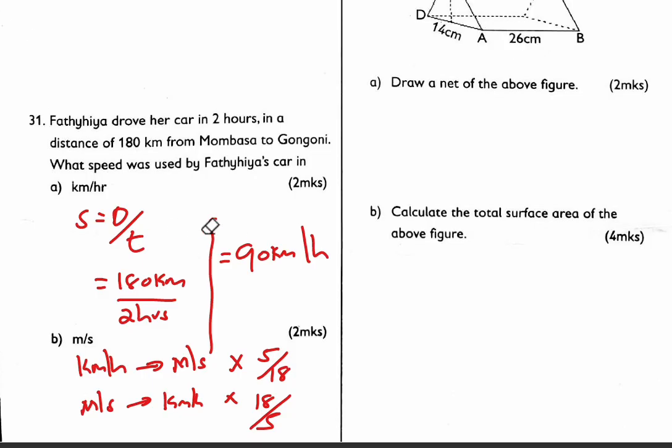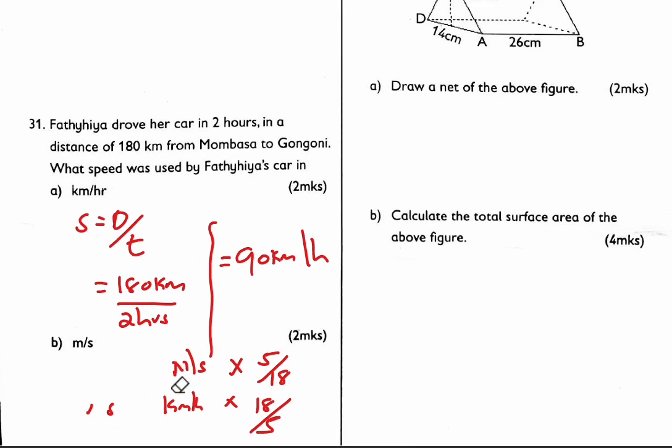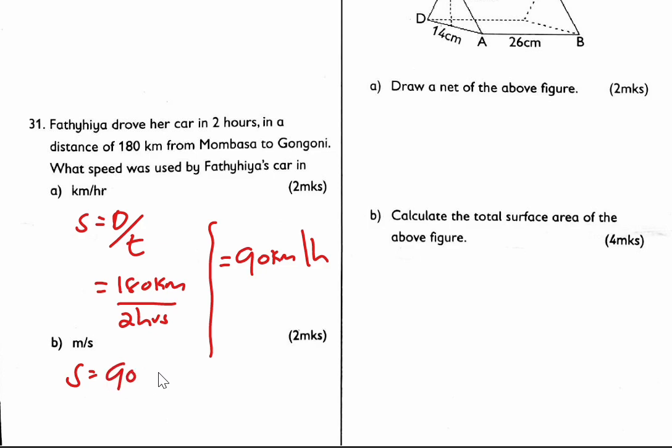To convert into meters per second, we multiply 90 by 5/18. So we're going to take the speed. The speed here is 90 kilometers per hour multiplied by 5/18. When you multiply 90 times 5/18, we get the answer equals 25 meters per second. So the answer is 25 meters per second. We score those 2 marks.